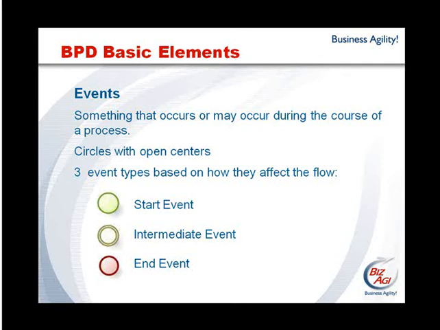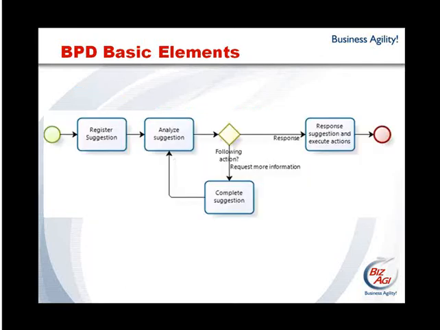In this process of internal suggestions, we can see the figures previously described. We have a start event of the process, followed by activities of the process, the gateway, that in this case represents an exclusive decision where the flow can take one of two possible routes, and then the end event, that in this case indicates that the process was finished satisfactorily.